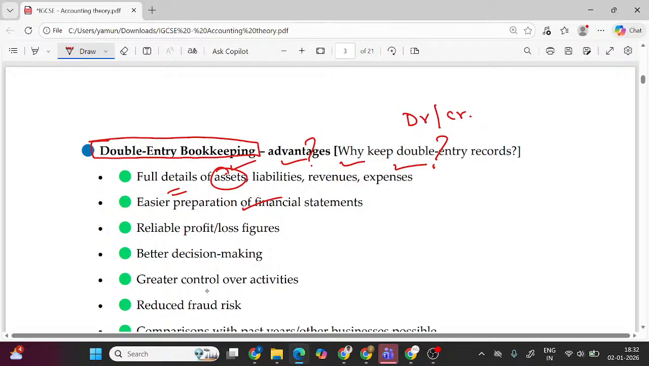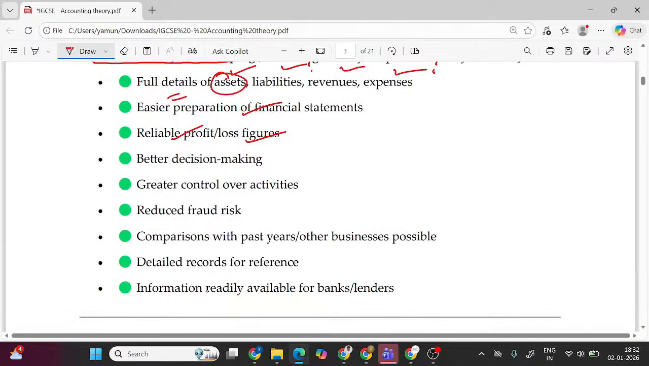The profit which you do by following this bookkeeping system will be reliable, and also the loss figures will be reliable, and it will be helpful for better decision making, and greater control will be received over the activities. Also, yes, fraud risk will be reduced.